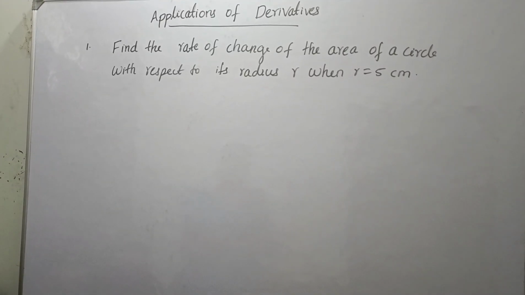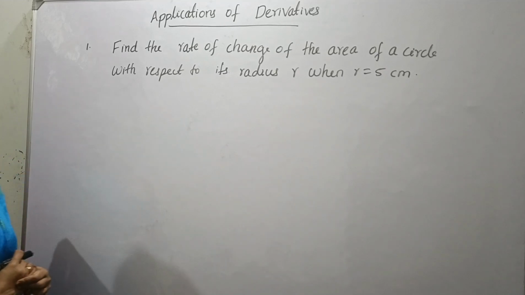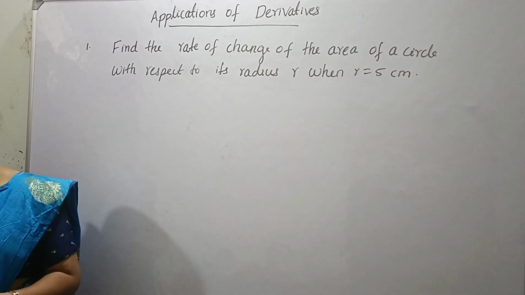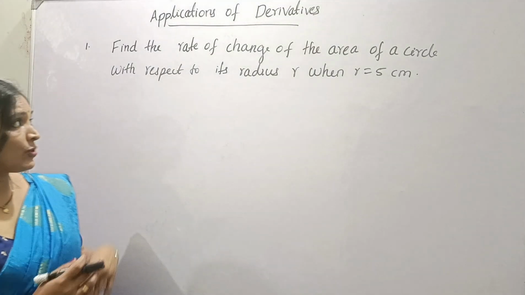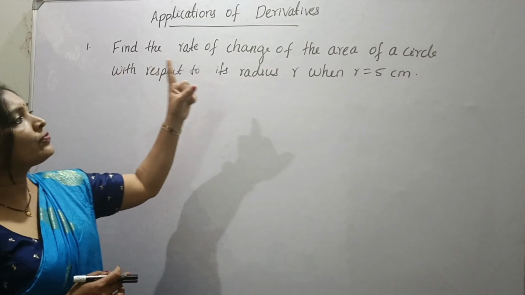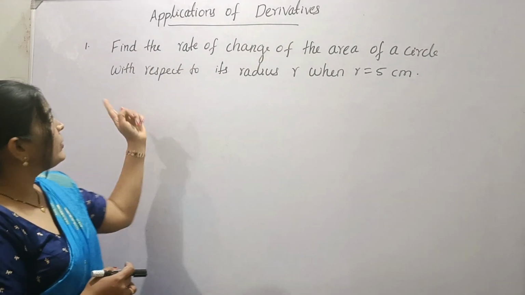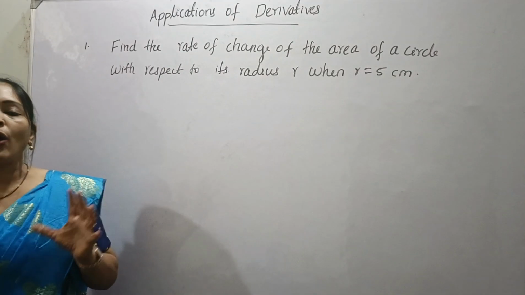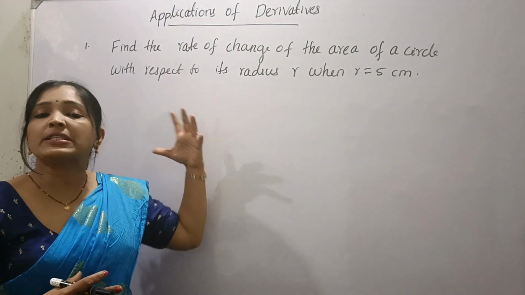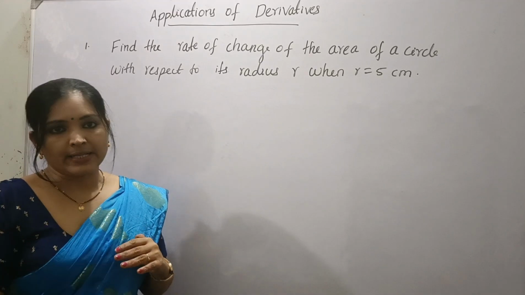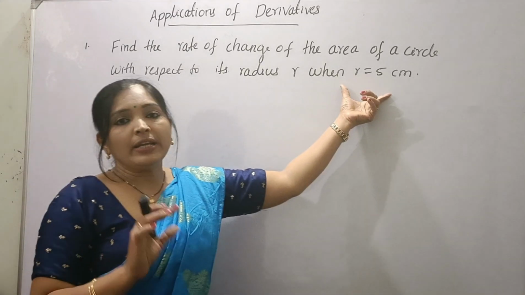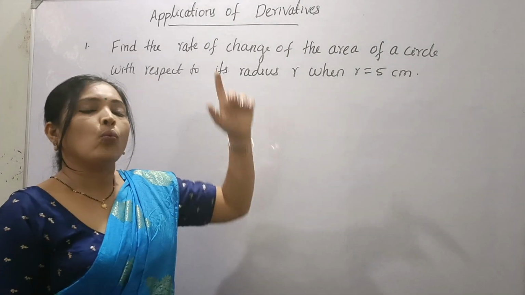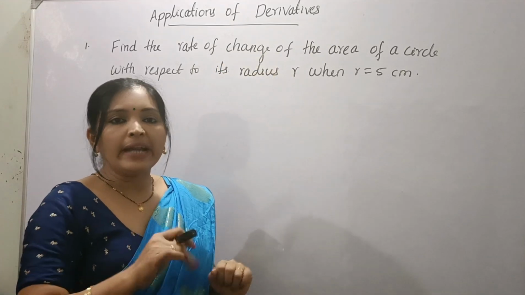Now look at an example. Find the rate of change of the area of a circle with respect to its radius r when r is equal to 5 cm. See here, what we have to find? Once again I will read the question. Find the rate of change of the area of a circle with respect to its radius r when r is equal to 5 cm. So here we have to find how the area of a circle changes when the radius changes, at a particular measurement of radius.